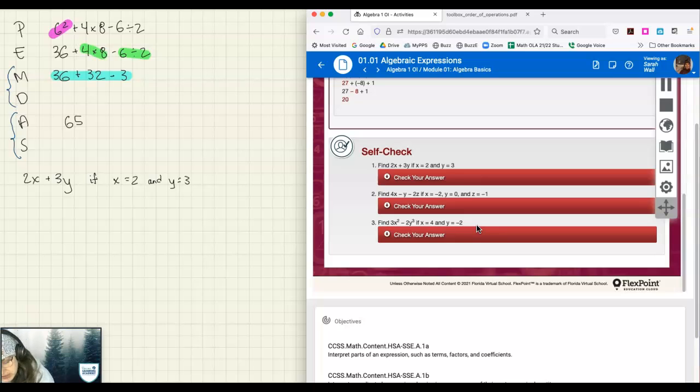Okay, so now we're going to evaluate. So what's the magic word? The magic word is substitution. So we've got 2 times 2 plus 3 times 3. If I were really on top of it right now, I would have colored those the same color, but I'm not. Okay, so now we're going to do order of operations. Multiplication and division first, right? So 2 times 2 equals 4, plus 3 times 3 equals 9, 4 plus 9 equals 13.